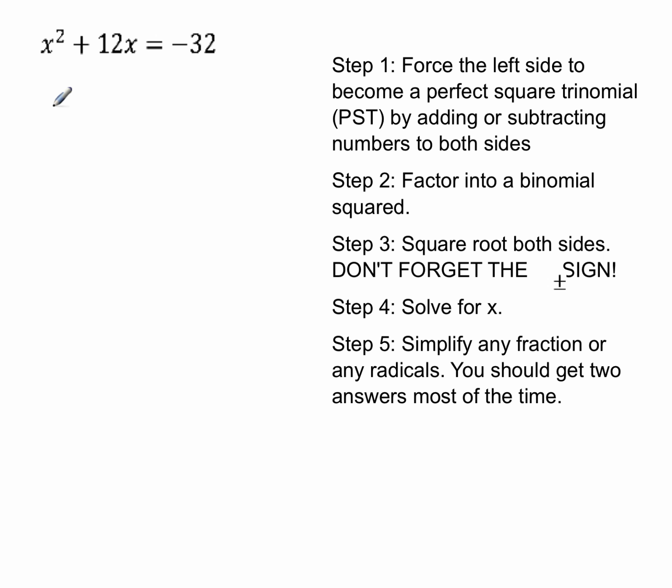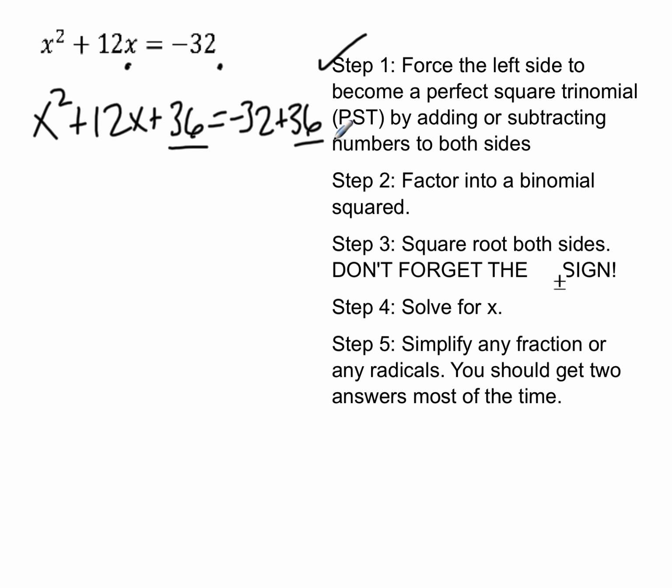Okay, here we go. Another example. Step 1, force the left side to become a PST. Well, this one only has x squared plus 12x, so I'm going to leave the negative 32 over there. If I want to get that last term, I have to think about half of this, which is 6, squared, 36. And of course, if I add 36 to this side, I have to add 36 to this side so that it keeps it balanced.